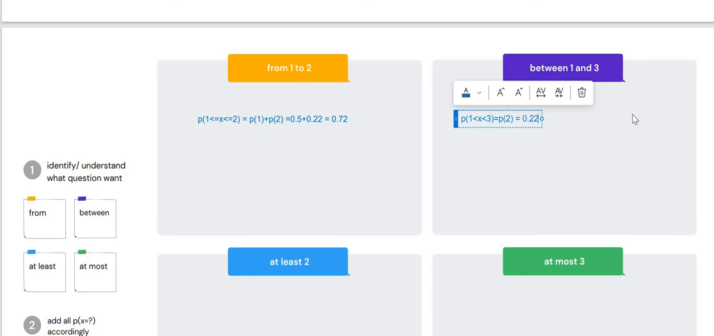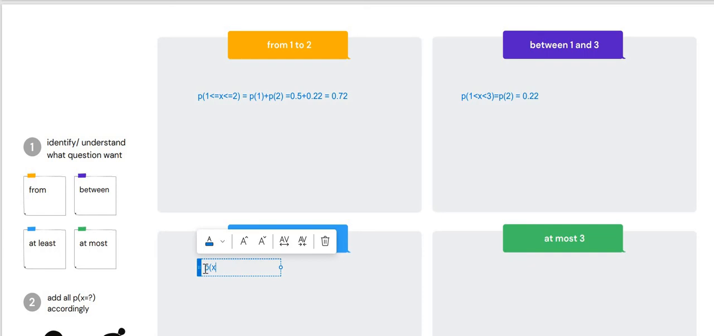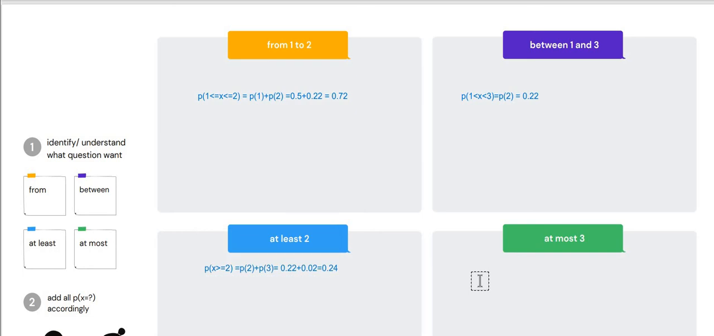Then for the third one, C, at least. What does at least mean? X must be more than or equal to 2, so 2 is included: 2 and more. It means P2 plus P3. We only have these two; there is no P4, so we stop at P3. The answer is 0.22 plus 0.02, so 0.24.